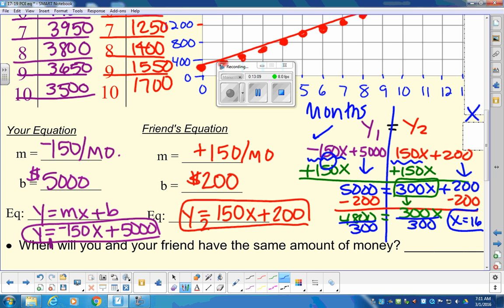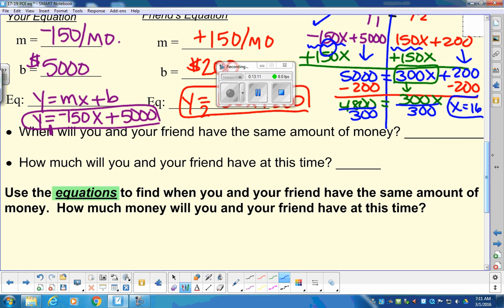Had we worked our graph out to month 16, we'd have found the POI, but we simply just ran out of space. When will you and your friend have the same amount of money? At month 16. You will have the same amount of money. How much will you have? Well, at this point, we're going to need to solve for y.